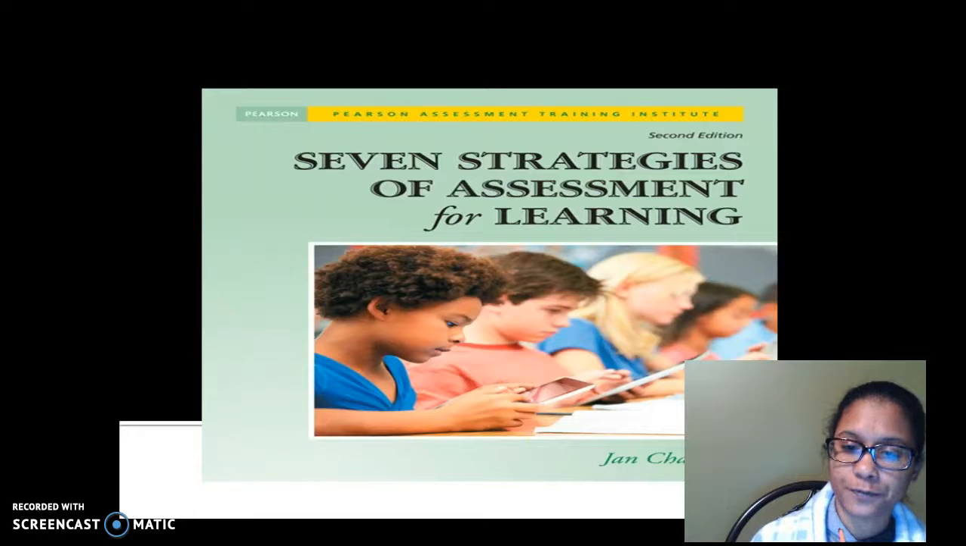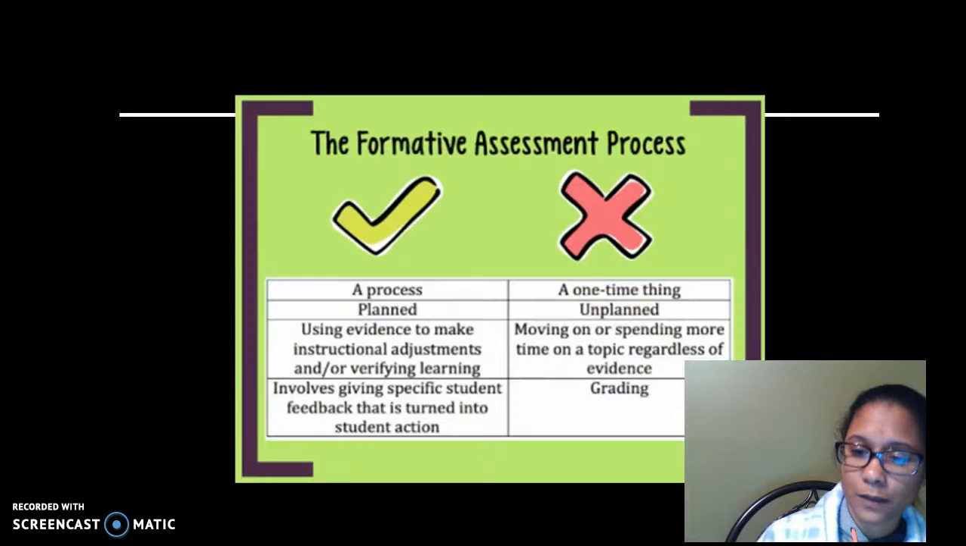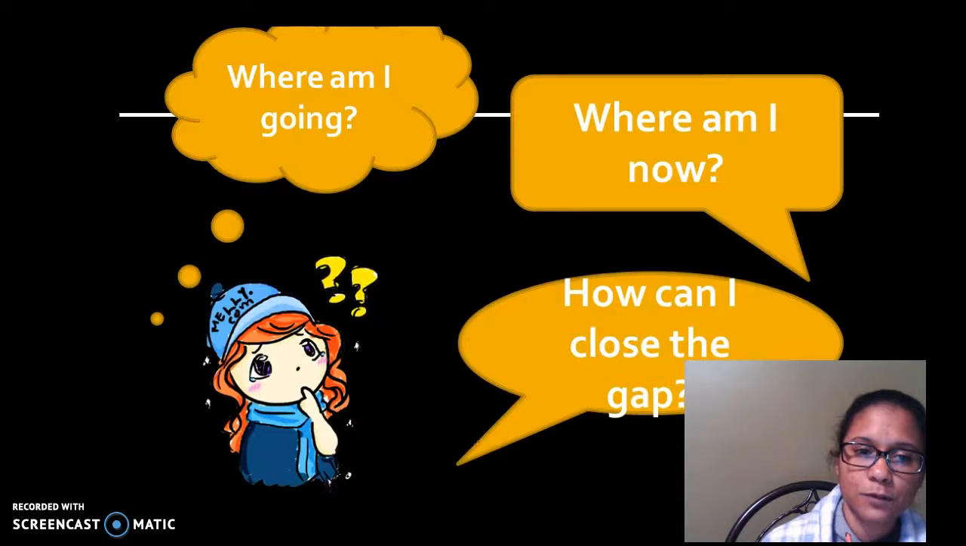assessment for learning. And before we do that, what is formative assessment anyways? Formative assessment is a powerful tool used by teachers to provide students with feedback during instruction in order to enrich their learning and understanding. The formative assessment promotes students to answer the question, where am I going, where am I now, and how can I close the gap?